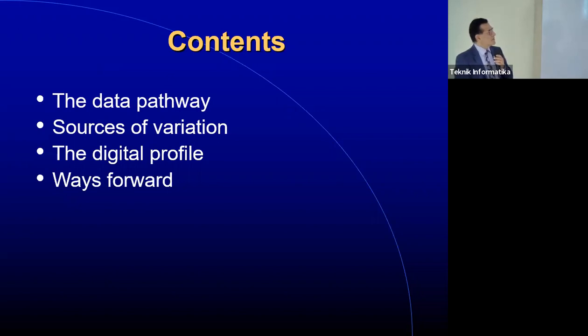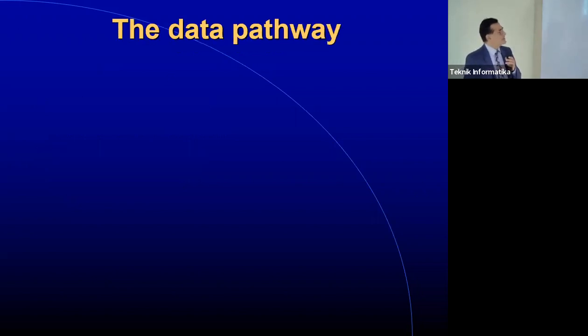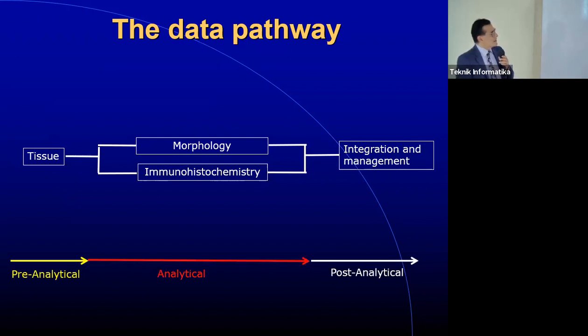So if I can kick off with the data pathway first. There was a period of time in the past when the pathologist's role was to take some tissue, look at the tissue, and then make a diagnosis. From that I could send the information on to the clinicians, and then they would take the diagnosis and decide how to manage the patient. They'd say, okay, this diagnosis means this drug, or this diagnosis means this is what we do next.